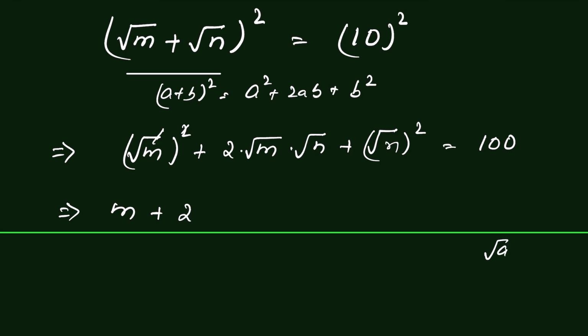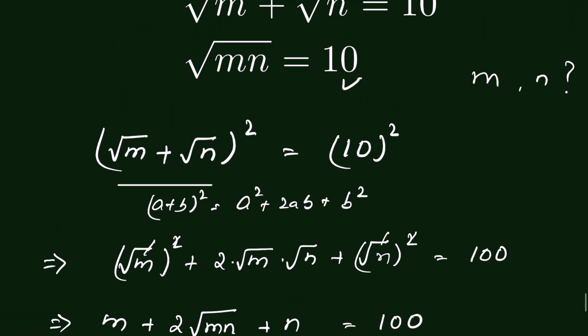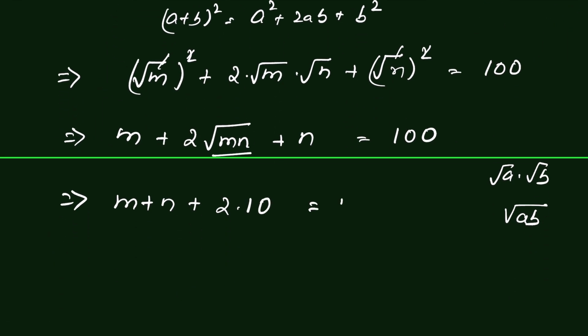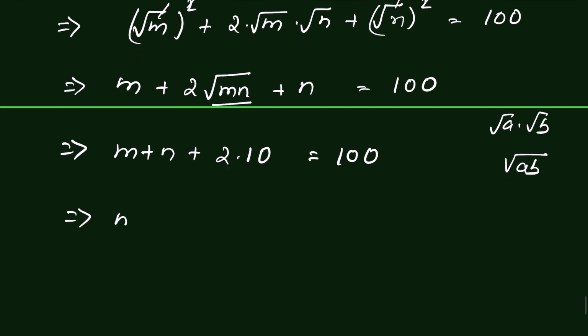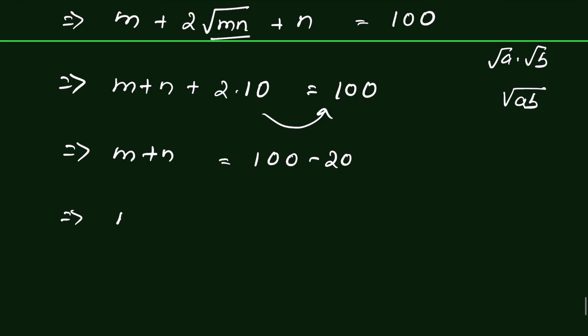Now square root of a times square root of b, we can also write as square root of a times b. So it will be 2 times square root of m times n plus n, removing the square root with the square, is equal to 100, or we can write m plus n plus 2 times the value of square root of m times n, which is 10, so it will be 2 times 10, is equal to 100, or m plus n, 2 times 10 is 20, and we can send it to the right hand side, it will be 100 minus 20. Therefore m plus n is equal to 80.